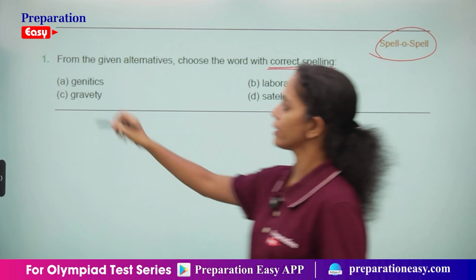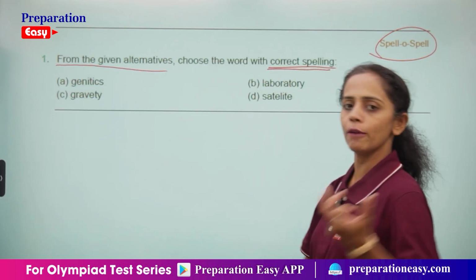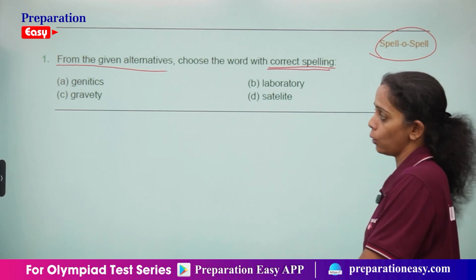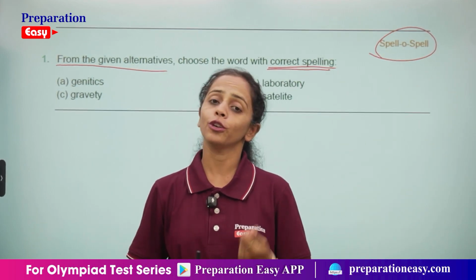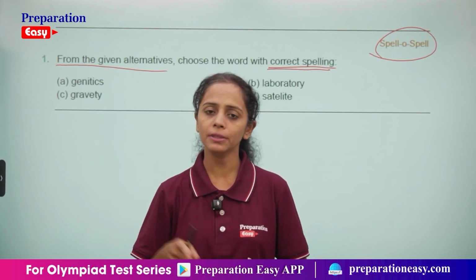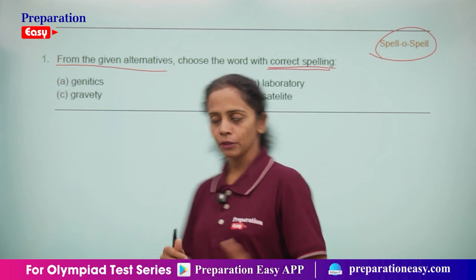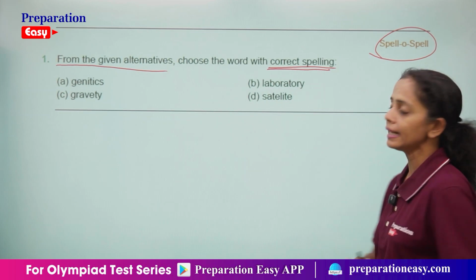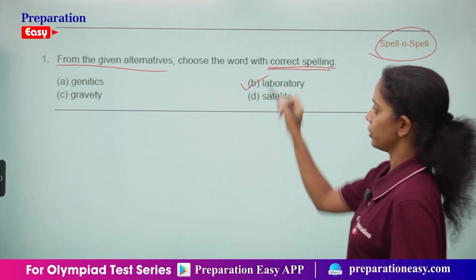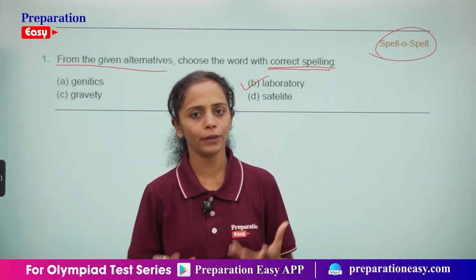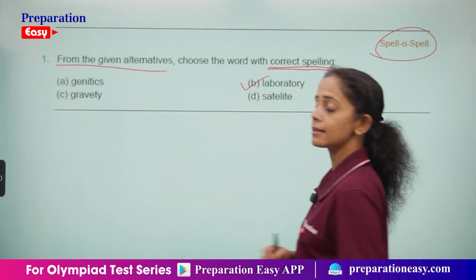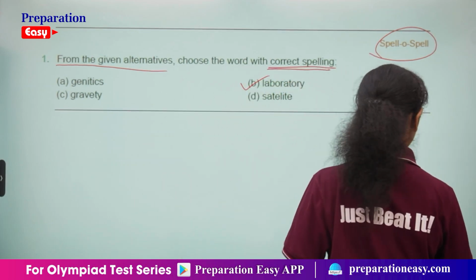From it means you are given the alternatives and you have to find the correct spelling. Now, correct spelling, many times you get confused in it. So for that you have to go through the syllabus which is already given on the website. Over here, the correct spelling is laboratory. Laboratory, where the scientist performs different kinds of experiments. Clear? So, this is the correct spelling.